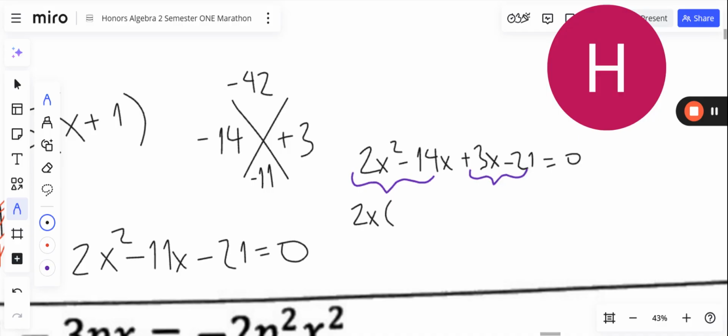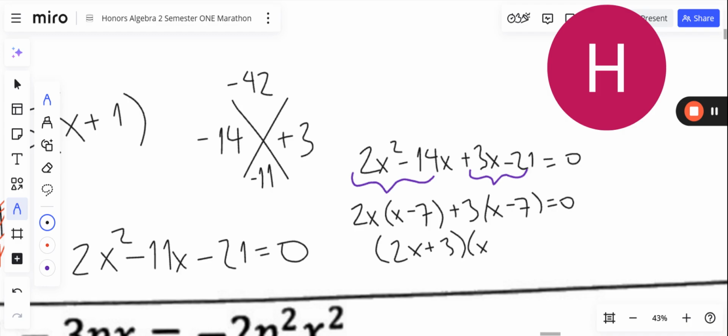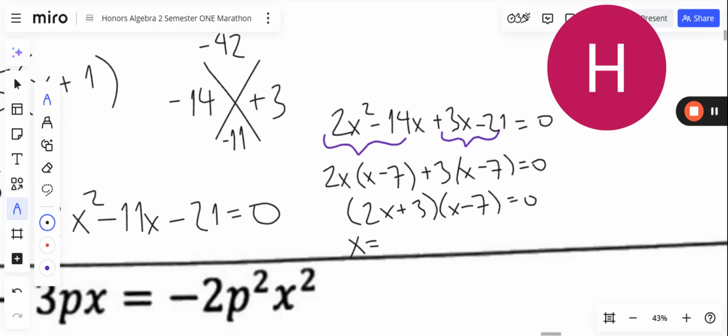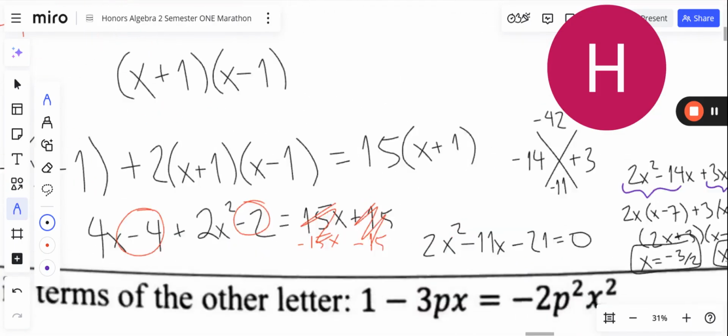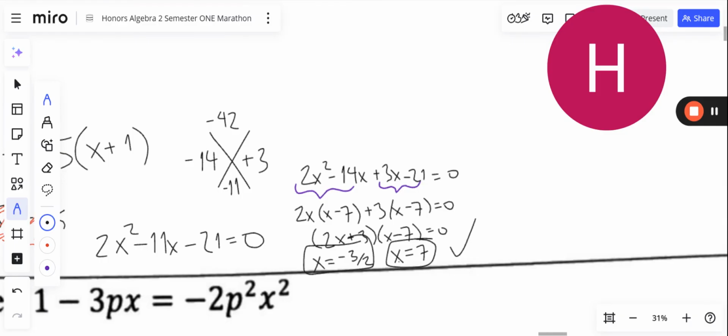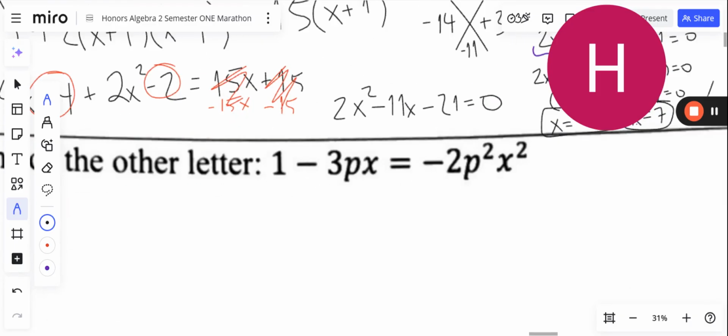Take a 2x out, leaving you with x minus 7, and take a 3 out, positive 3 that is, leaving you also with x minus 7. And the final factored form, that sounds nice, final factored form before we solve is 2x plus 3 times x minus 7. And these values were not restricted, only plus and minus 1 were restricted, so these are valid solutions. These are all the real solutions. Okay, great.